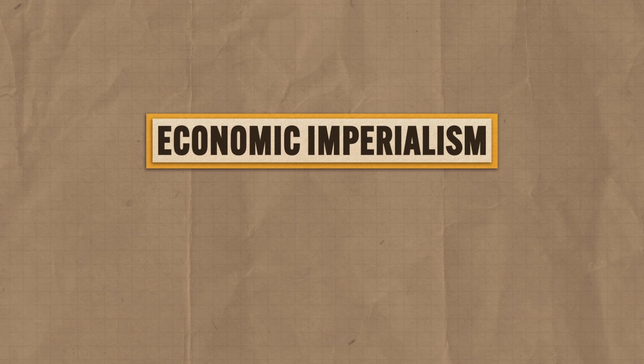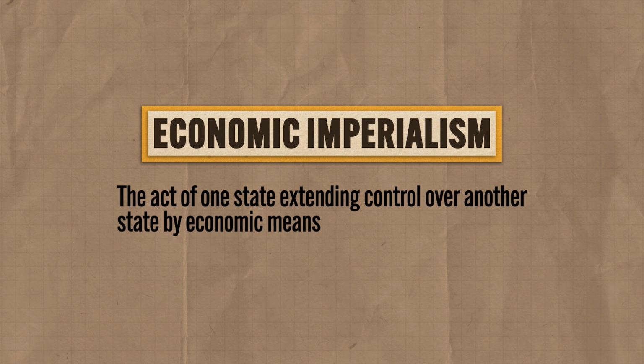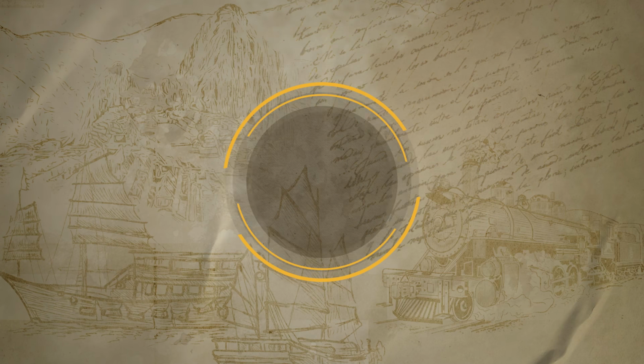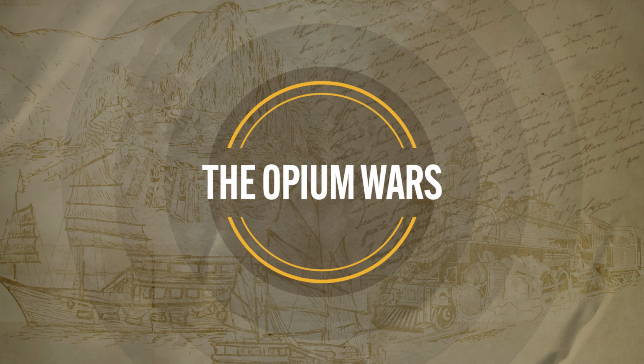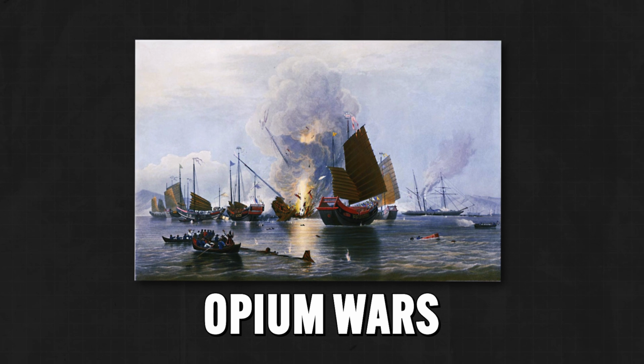And that's where we get economic imperialism, which by definition describes the act of one state extending control over another state by economic means. And I can see it in your eyes, you want an example. Well, good news, baby, I got two for you. The first major example of economic imperialism during this period is the influence of Britain and France in China, which led to a series of conflicts known as the Opium Wars.